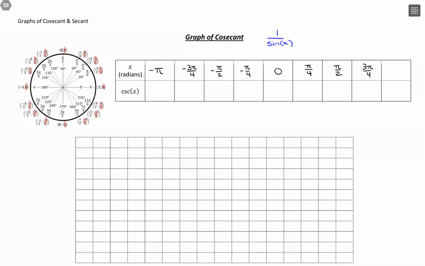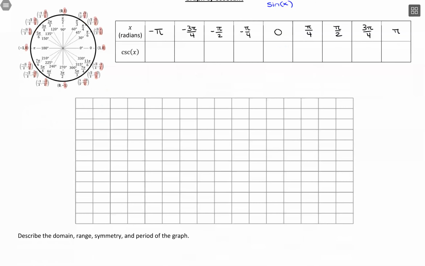All right, negative to positive. What I'm going to do is set up my axes. I'm going to put the y-axis in the middle and the x-axis in the middle as well. There's x and y.